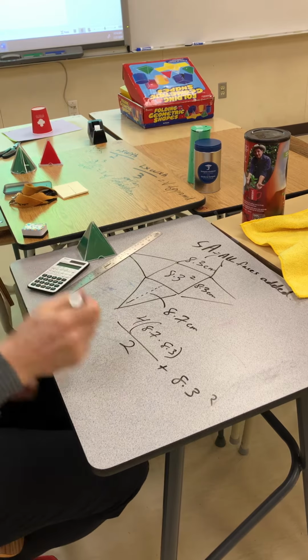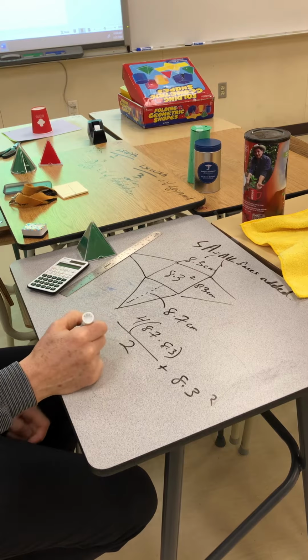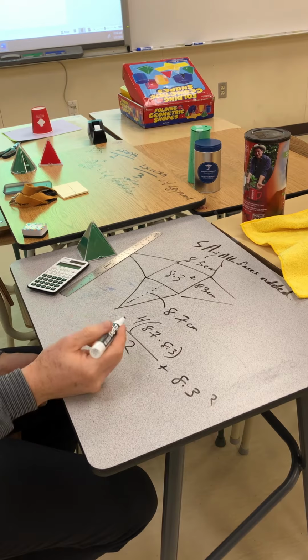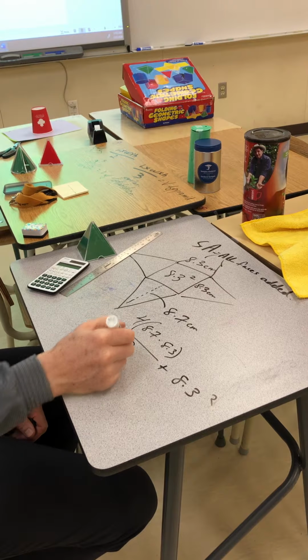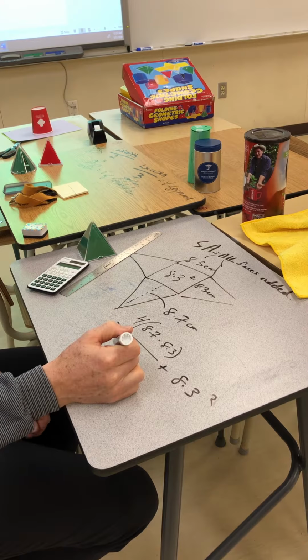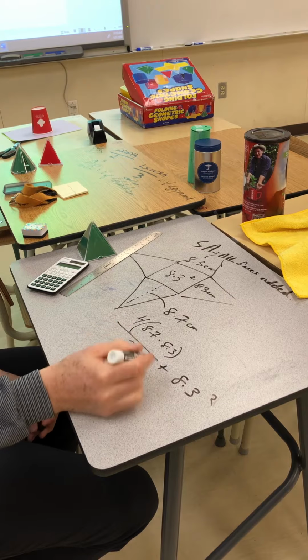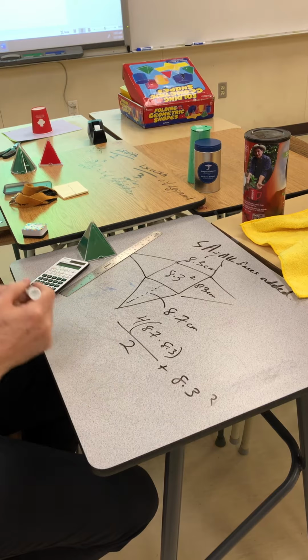Now, to simplify the math, what's 4 divided by 2? 2, right? So we could do that and cross those out and put a 2 here. You don't have to. You can just do all the math straight through.